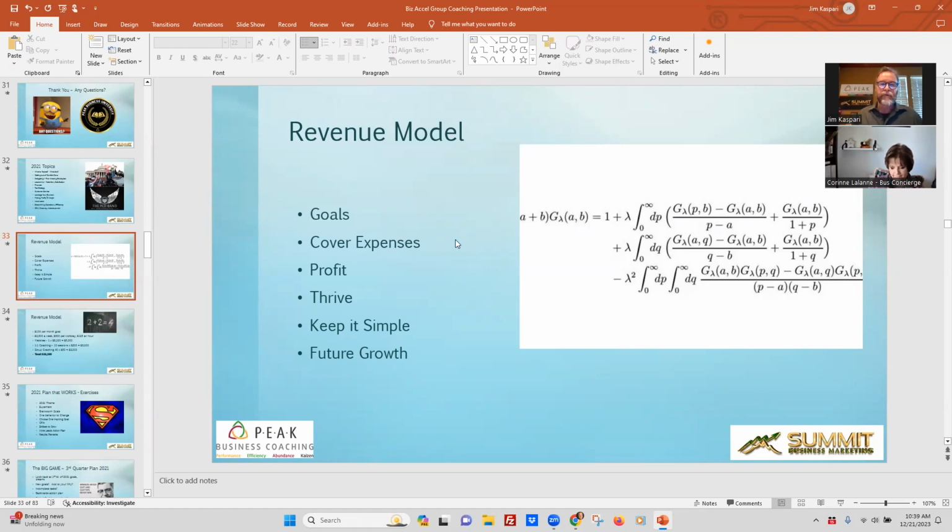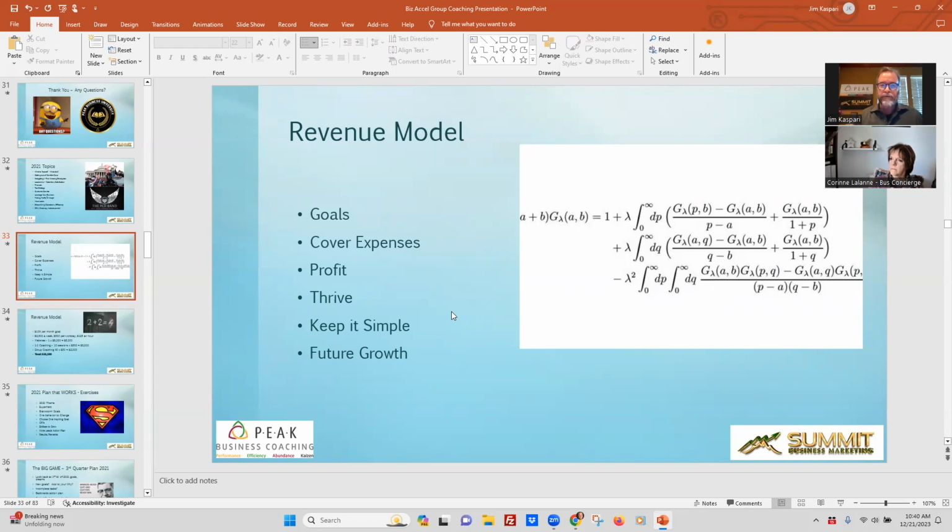And the revenue model, you want to make sure it's going to cover your expenses, your personal expenses, business expenses, and future growth expenses, marketing, team, systems, etc. And include what you want your profit to be. And it's not just surviving, making ends meet, but actually thriving. And again, we're going to keep this really simple.